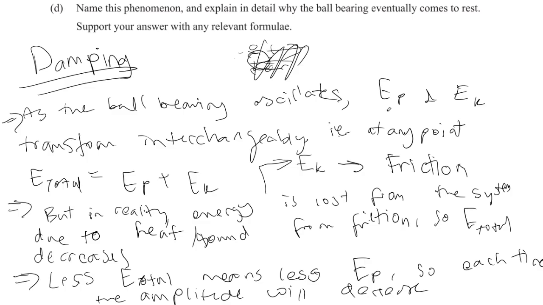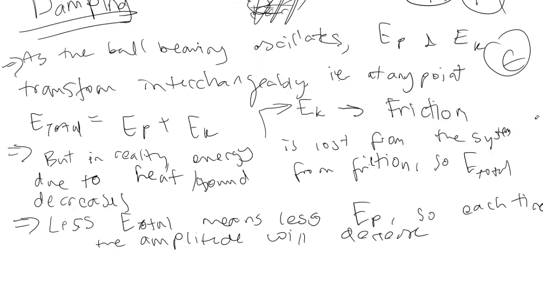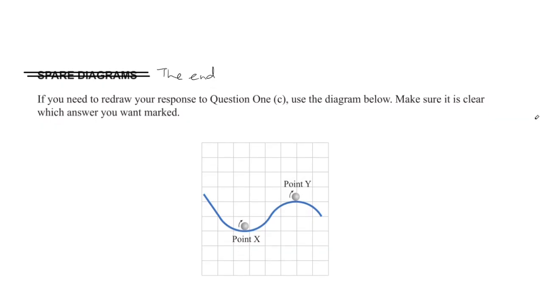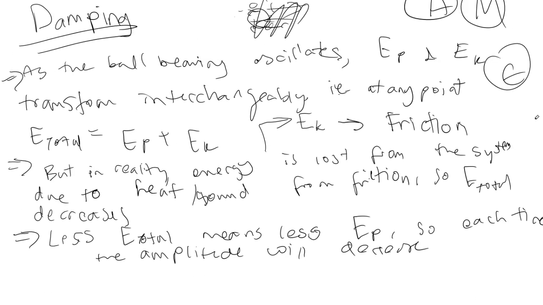So, if you get either that it was damping, or that there was loss of energy due to friction, or that amplitude decreases, any one of them you get an achieved, okay? If you get damping and any one of these 2 points, you get a merit. And if you get the full answer, obviously you get an excellence. So, yeah, the end.